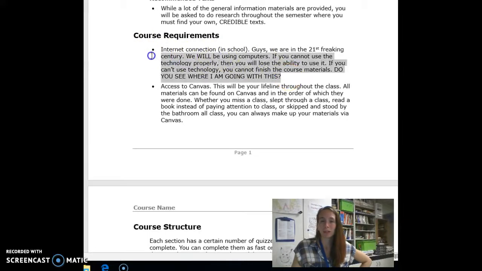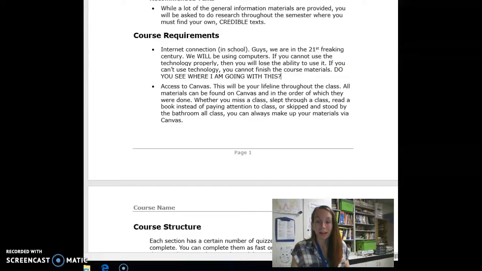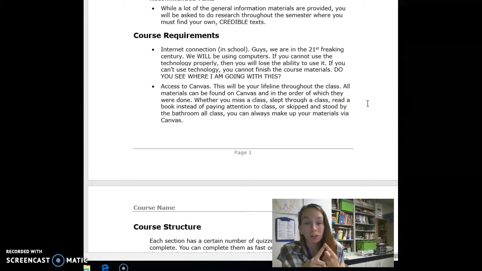I'm not joking. We will be using computers. I know a lot of people don't like to use computers, but we're in the 21st century. Get used to it. You're going to be using a lot of technology in your lifetime. Technology, in this case, includes being able to look up resources on your own. Guys, Google is a really good resource for this. You just have to know how to use it, okay?